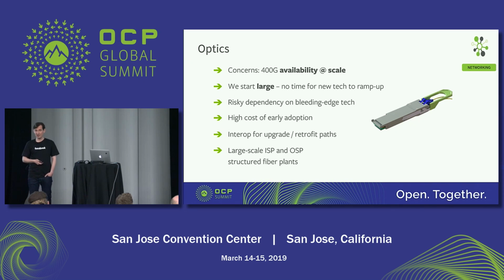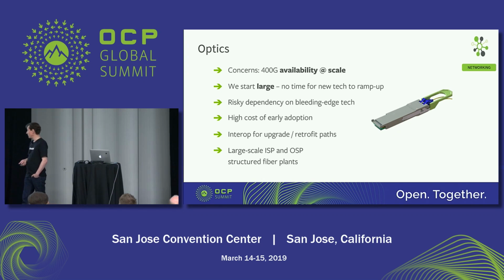However, we have our concerns. Are they going to be available at the scale and in the time for our aggressive timeline? We start large. There is no ramp up for us. We start large and we run large from then on. There is no time for a gradual increase of the new technology. Introduction of new technology has some risks associated, especially when it's a very early phase of something brand new that just came out. There are some high costs of early adoption.